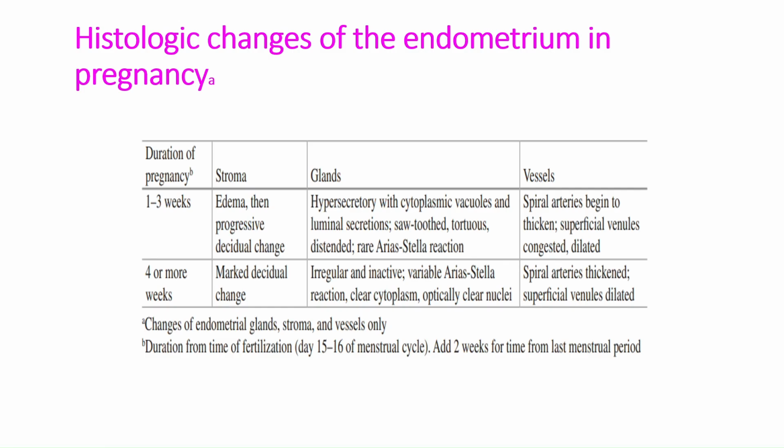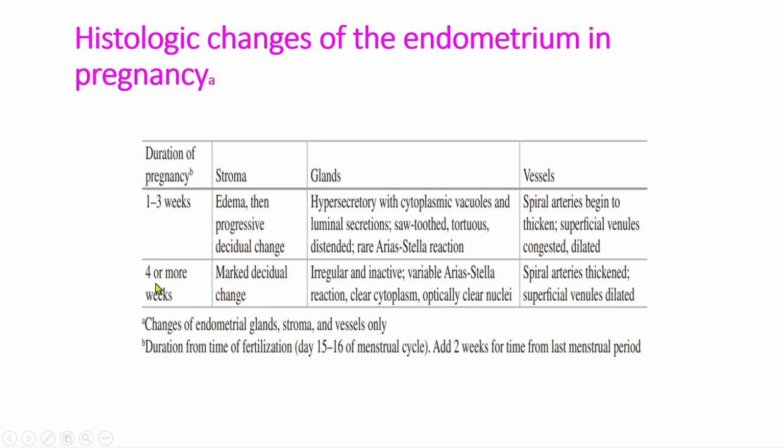So first of all, what is the normal histological appearance in the endometrium during pregnancy? In the first to third week of pregnancy, stroma shows edema and there are progressive decidual changes. Glands are generally hypersecretory with cytoplasmic vacuoles and luminal secretions. There is sawtooth appearance, tortuosity, distended glands and rare Arias-Stella reaction. Spiral arteries begin to thicken. Superficial venules are congested and dilated.